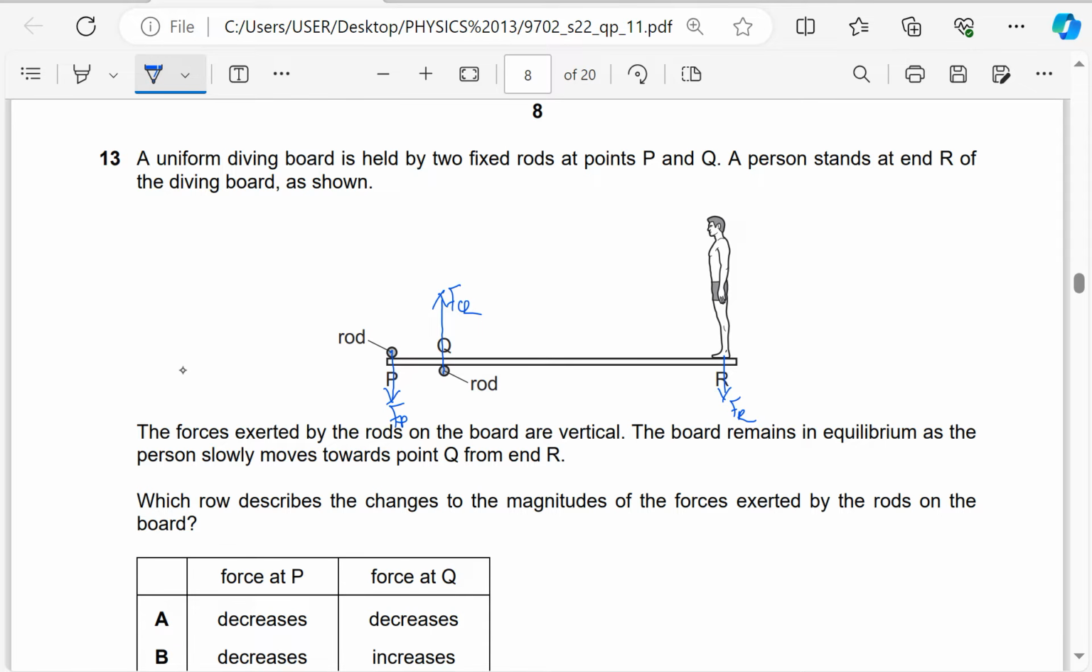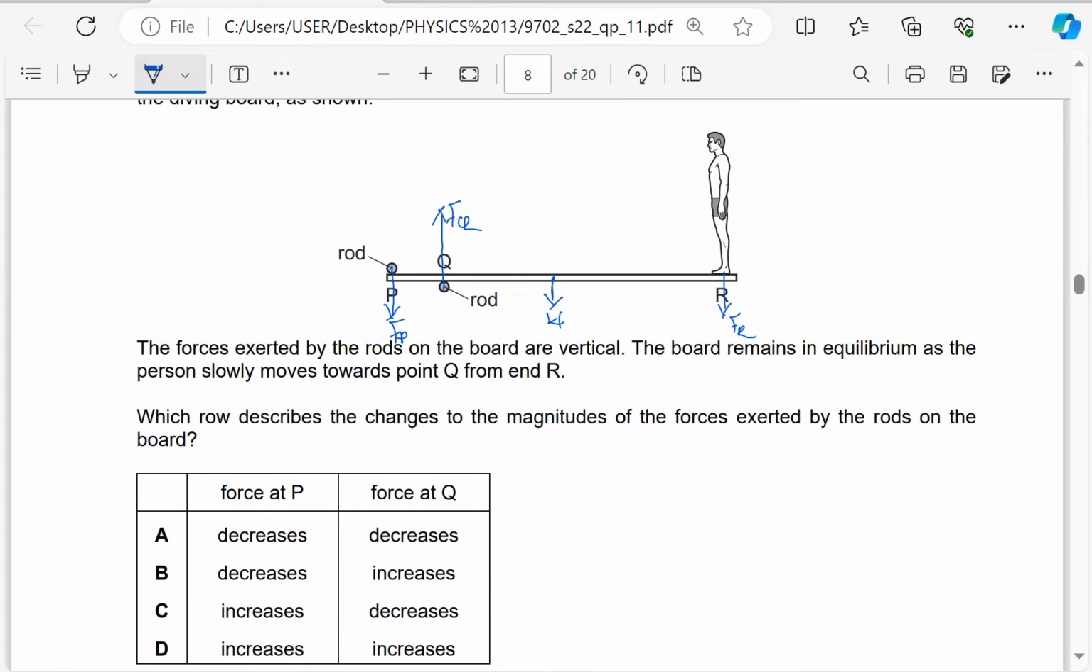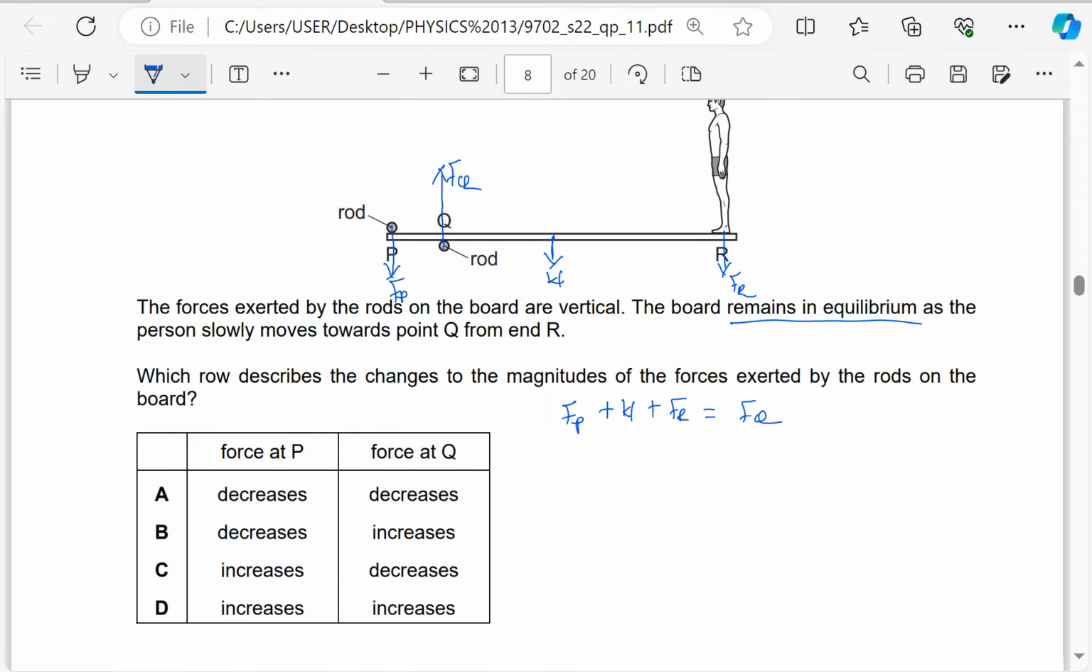And of course, the board also has its weight. It is uniform, so its weight acts at the center. So let me look for the center here. W is going to be the weight of the body itself. The forces exerted by the rods on the board are vertical. The board remains in equilibrium. So it means resultant force is 0, resultant moment is 0. If the resultant force is to be 0, I will say Fp plus W plus Fr should be equal to Fq.